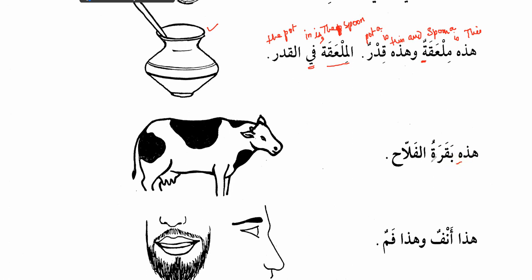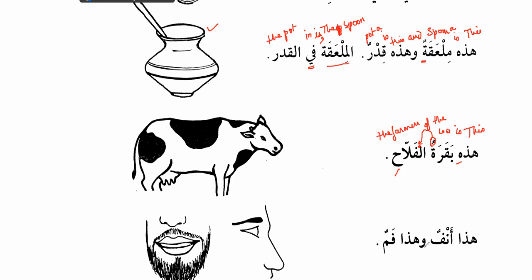Hadhihi baqaratu al-fallah. This is idafa. So how will you translate? This is cow of the farmer. Okay. And I forgot to write the cow. The cow of the farmer.